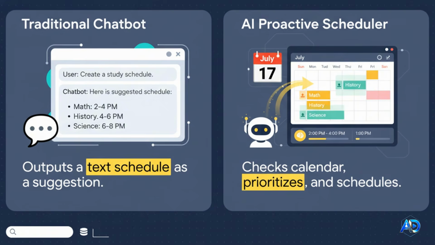Let's look at a really concrete example to ground this. Imagine you ask your AI to plan a study week for your upcoming exams. A traditional chatbot just types out a generic text list, like study math on Monday, history on Tuesday. But an agentic AI takes that goal and enters the loop. It acts by checking your actual digital calendar. It observes your free time blocks, adjusts based on your priorities, and then proactively schedules the study sessions right into your calendar app. It doesn't just tell you what to do, it actually manages the process for you.